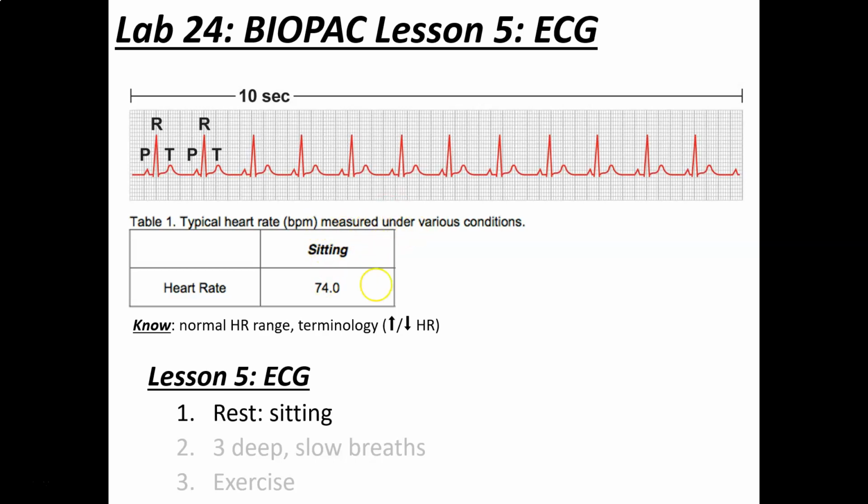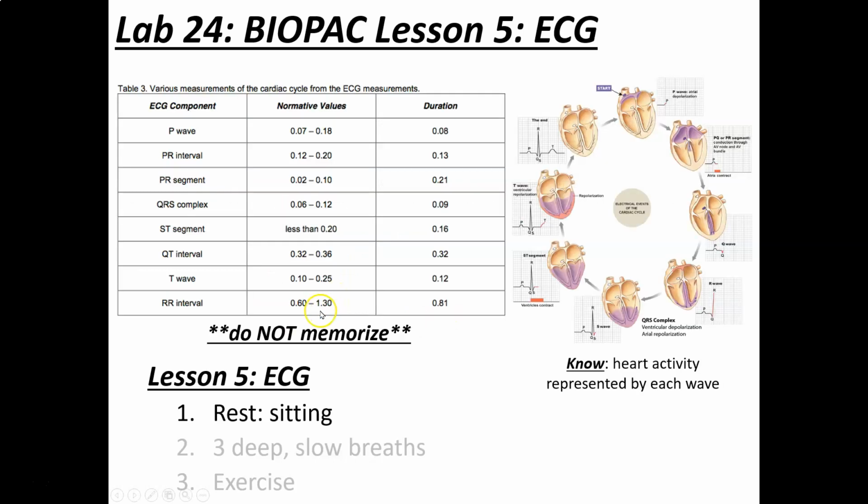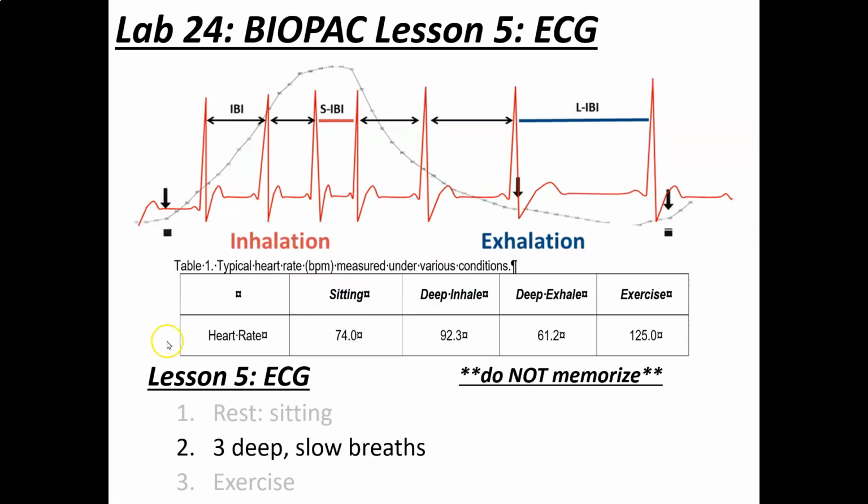If it was below 60, it would be tachycardia. If it was above 100, it would be bradycardia. So this is our control heart rate that we're going to use to compare to other things. We also, in class, would measure the different sizes of the P wave and PR interval in all these different waves, intervals, and segments. We're not going to worry about all of them. We're going to worry about a few of them. So don't memorize.